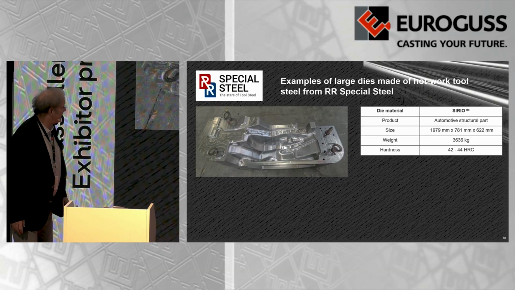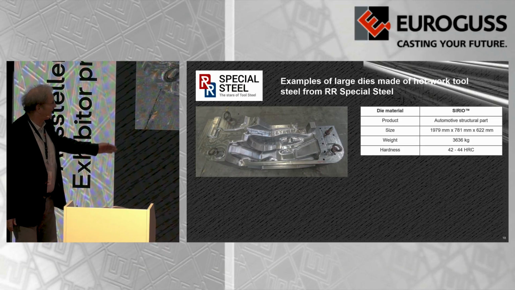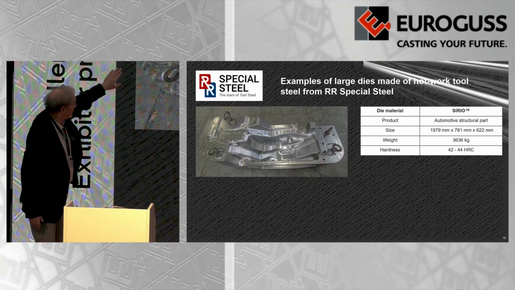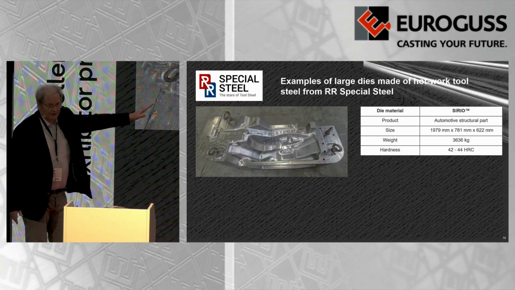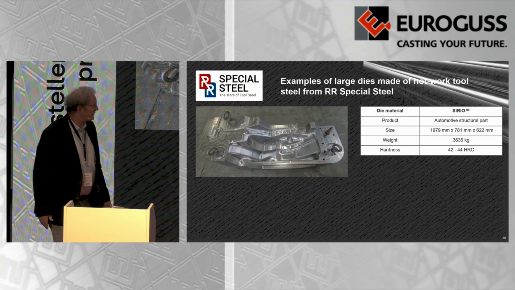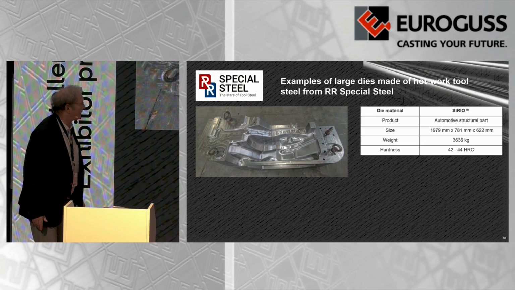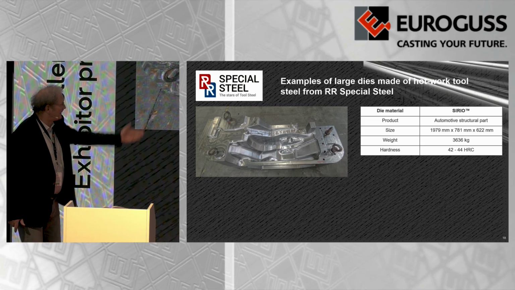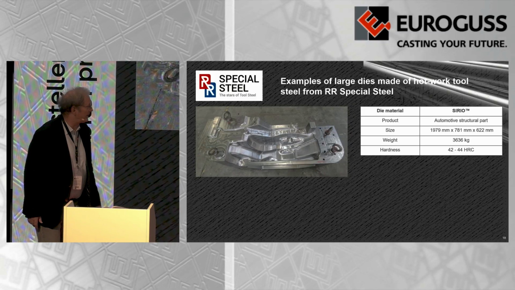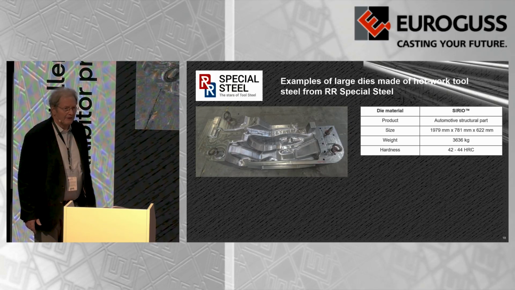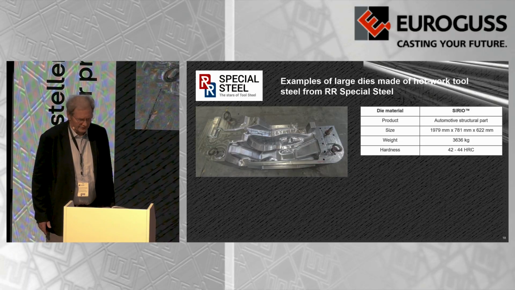The second die that I want to show was made of Sirio. We see a very deep excavation in the die insert. It is a die for an automotive structural part. Again, you see the dimensions. The weight was 3,600 kilograms, and the hardness range was 42 to 44 Rockwell-C.